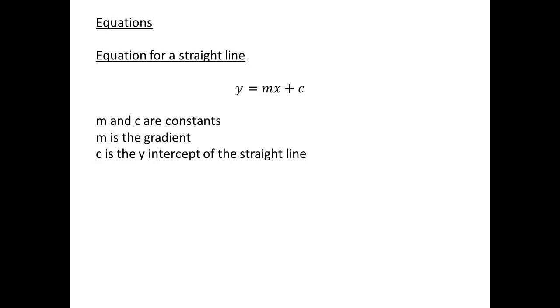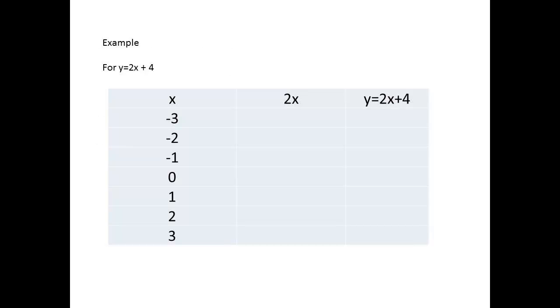Now for a little math revision. The equation for a straight line is given by y = mx + c, where m and c are constants. m is the gradient and c is the y-intercept of the straight line. We will start with a very straightforward linear equation, y = 2x + 4, and then complete our table to show values of y for different values of x.